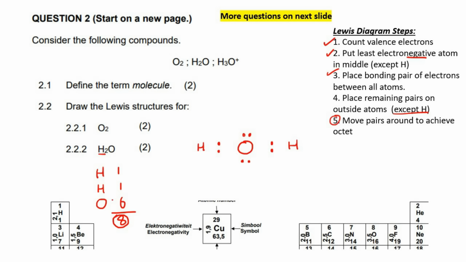Now number 5. Move the pairs around to achieve octet. But we don't need to do that. We already have octet, or the octet rule, because hydrogen only ever needs to have 2, and these hydrogens both have 2, and then oxygens need to be surrounded by 8, which they are. Now, you could leave it like this, or you could also write it in the proper way for water, which is actually like that. But they won't penalize you if you leave it like that.